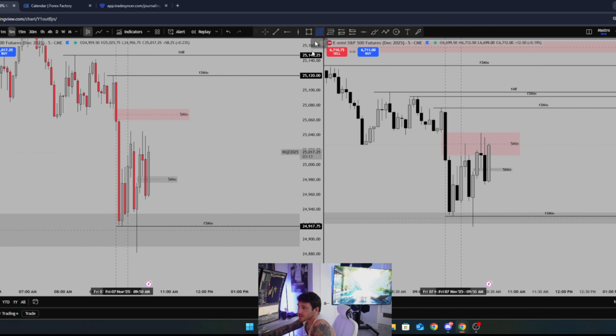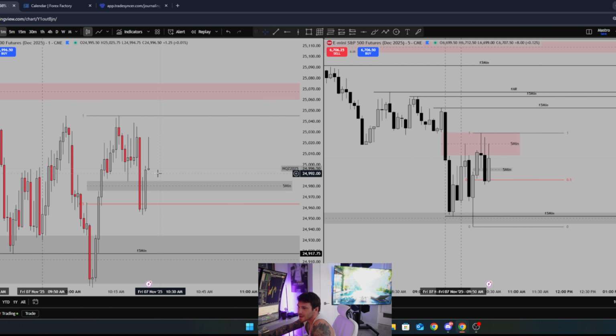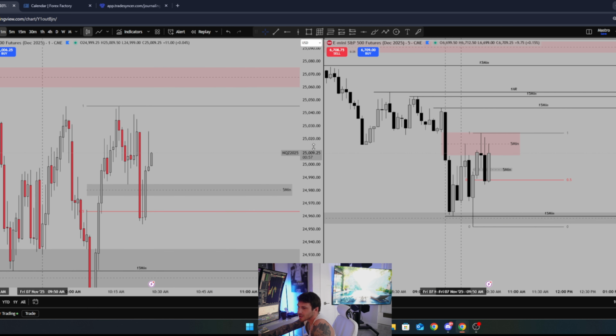Let's look at this too, Dylan. Look at that reaction off equilibrium. Oh yeah, look at that reaction off equilibrium. If we inverse this 1 minute here, you are looking golden.